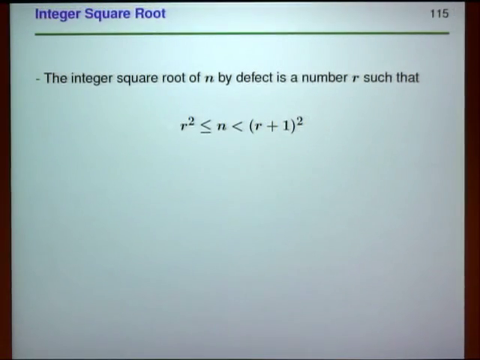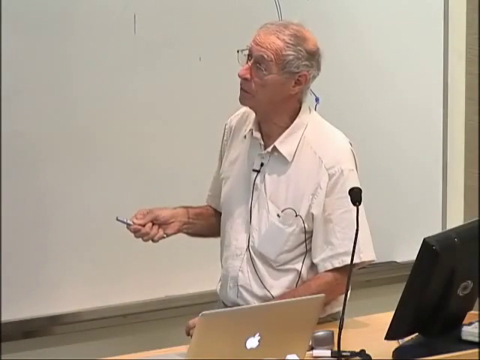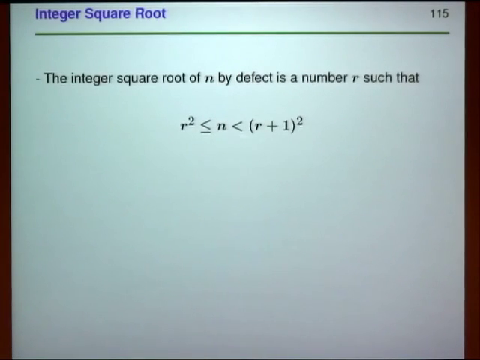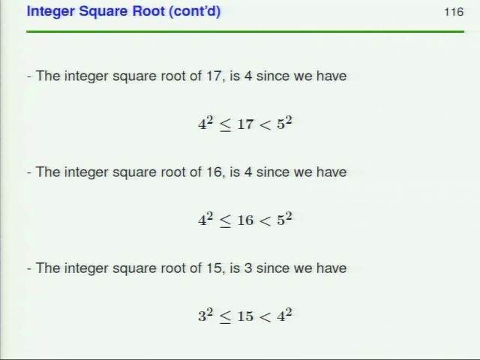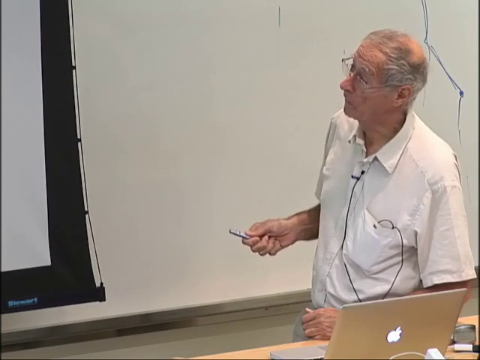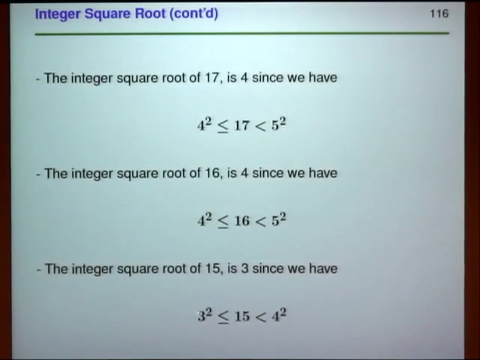With this result, r squared is smaller than or equal to n, and n is strictly smaller than (r plus 1) squared. So this is the square root by defect. The other one would be where we change the value. So for example, the integer square root of 17 is 4, because we have this. Of 16, it is 4 also. And of 15, it is 3, because we have this. Okay? So this is what we want to compute.